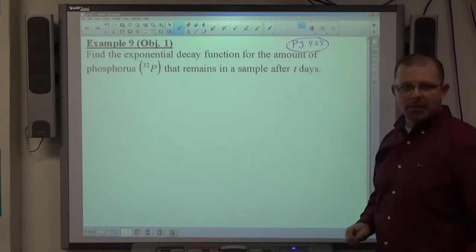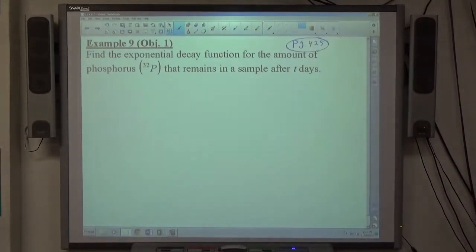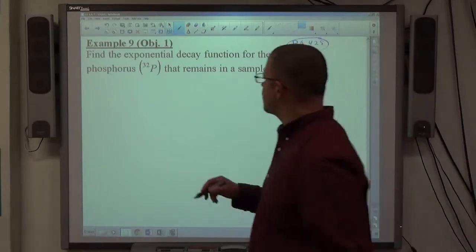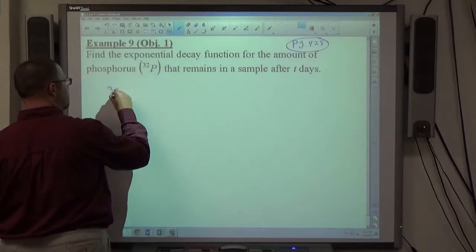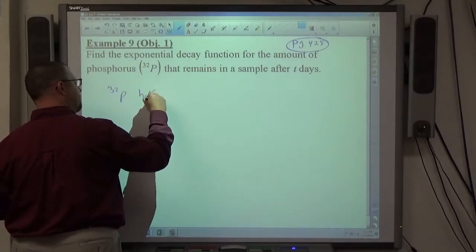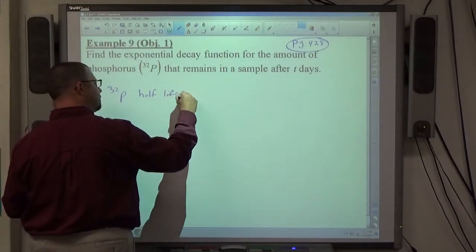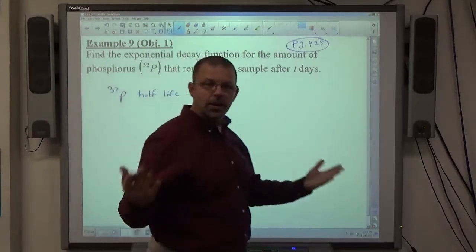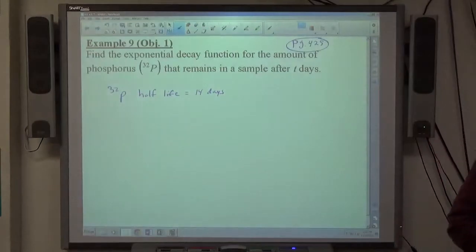Page 425 is the magic page in the book that has half-lives for different radioactive substances, one of them being phosphorus-32. And if you looked on page 425, you'd see the phosphorus-32 half-life is 14 days. And some half-lives are in years, some are in days. Polonium-214, if you're interested, is 1/10,000th of a second.